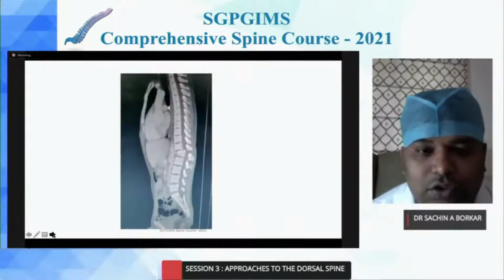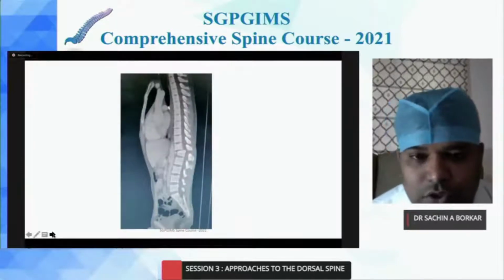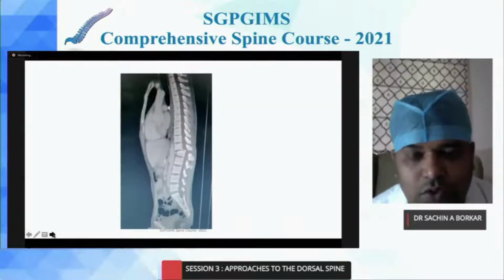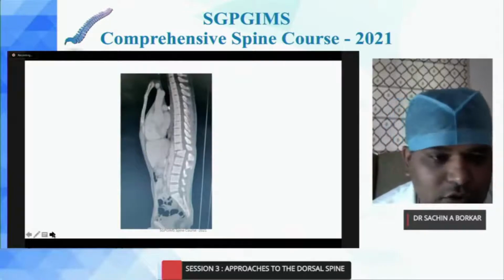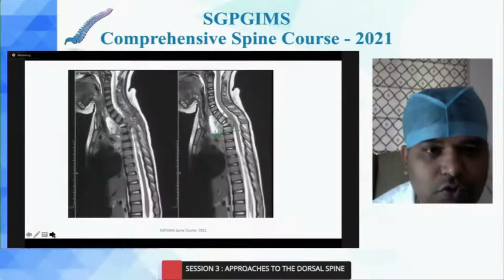So like this, a trauma case, a dorsolumbar junction, pretty straightforward. Everybody will like to go posteriorly, do decompression, pedicle screw rod fixation, and try to align the spine. So there is not much confusion.